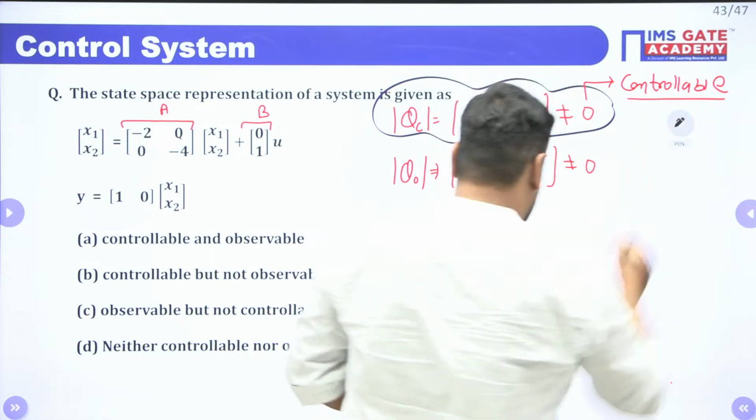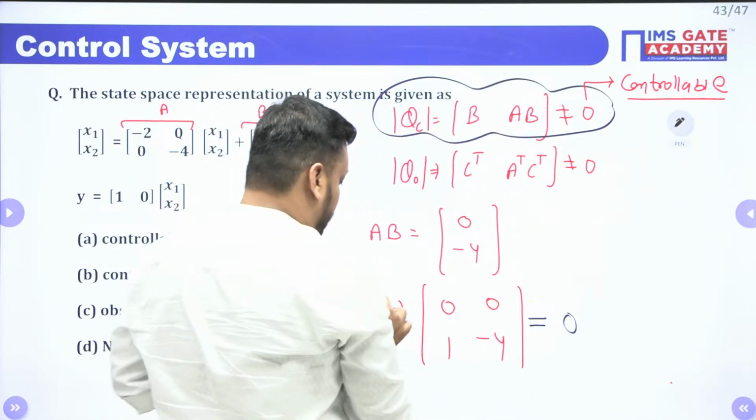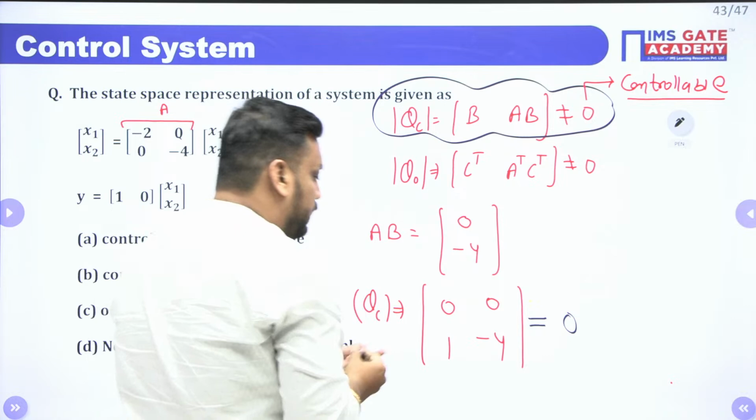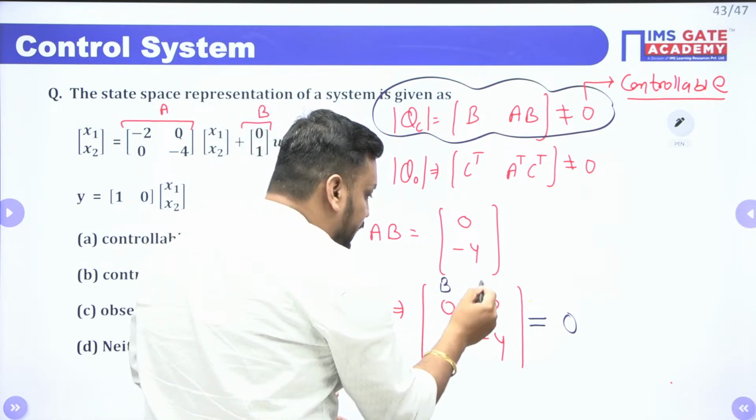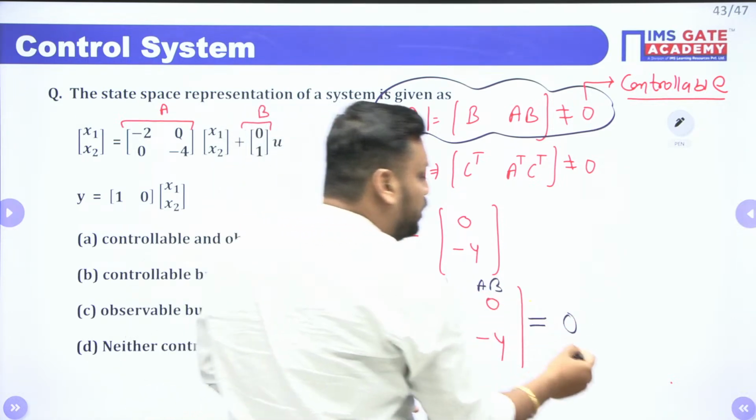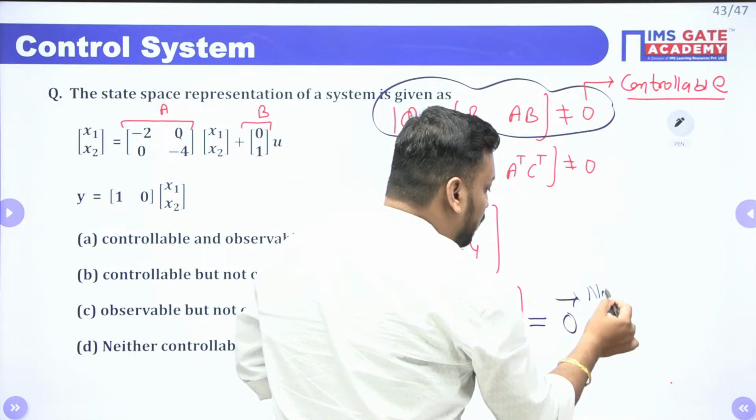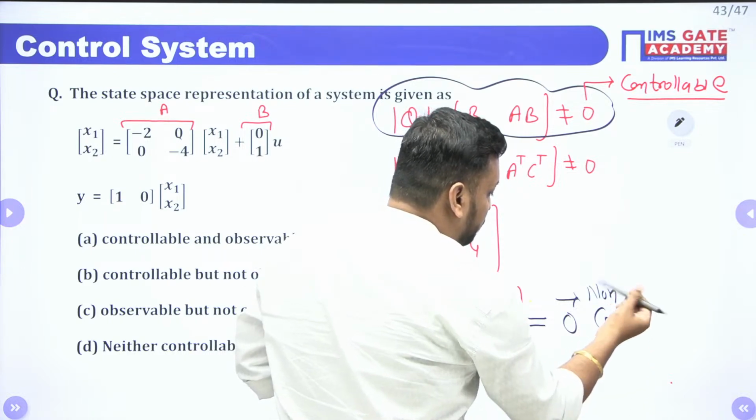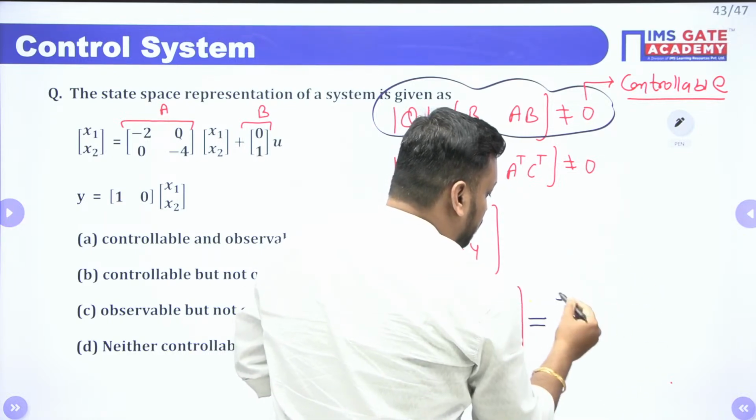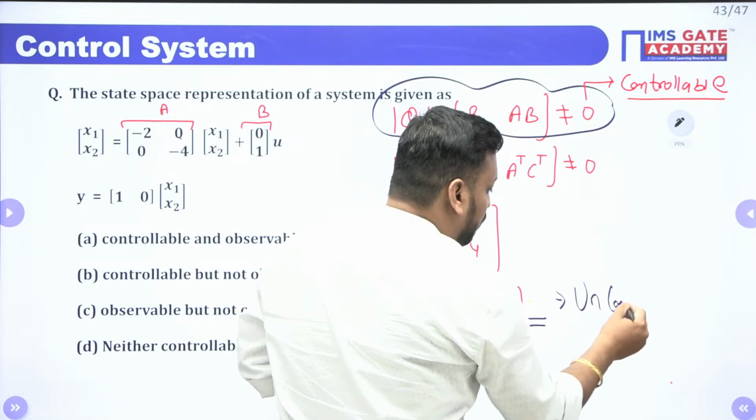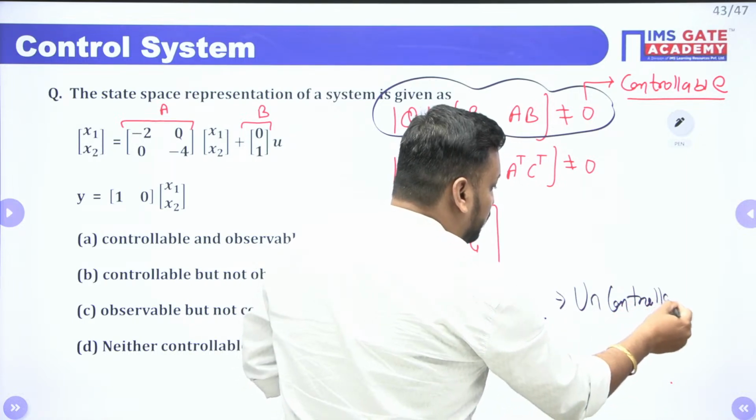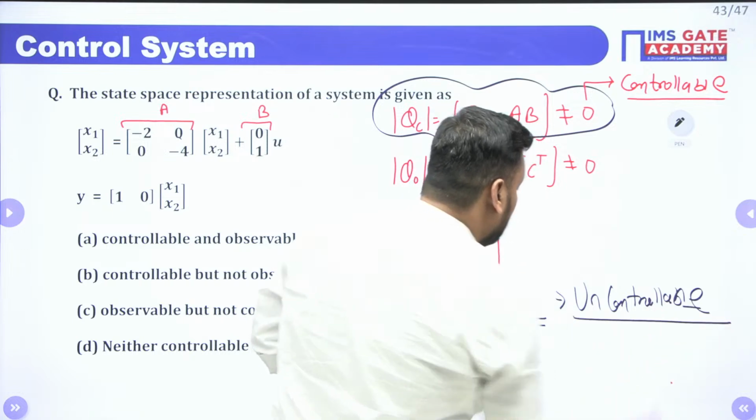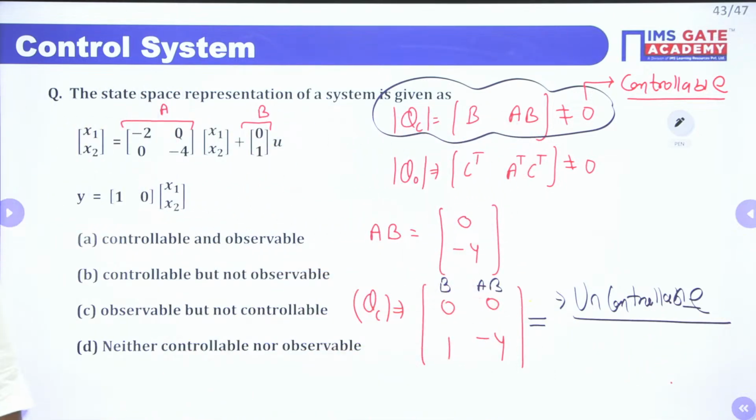Because the determinant value of QC, here this value is nothing but B and it is working as AB. So B AB, 0 has come. 0 has come, meaning it is uncontrollable. Yes, uncontrollable, sir. And this is the conventional approach. I am telling you, it is a conventional approach.